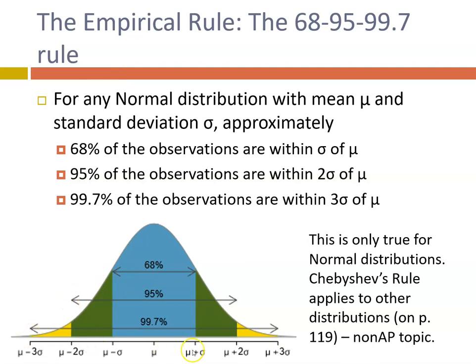You're going to get these numbers really ingrained in your head: 68, 95, 99.7. Now, this empirical rule is only true for normal distributions. If your distribution is not normal, or if you don't know what the shape of the distribution is, you can use something else called Chebyshev's rule. This is not an AP topic, so you don't need to spend too much time on it, but if you want to learn more about it, there's some information in your textbook on page 119.